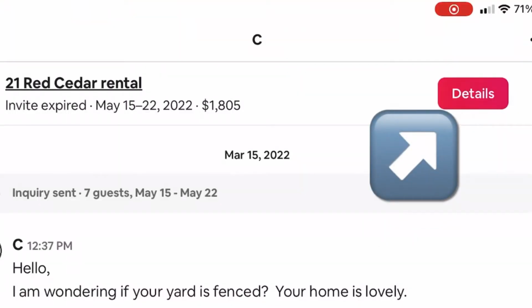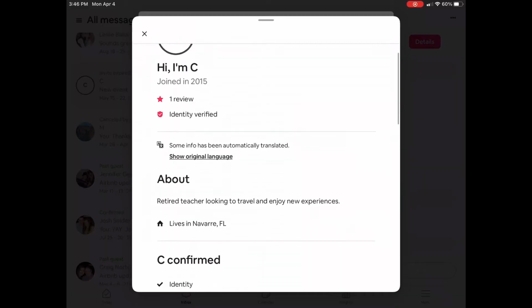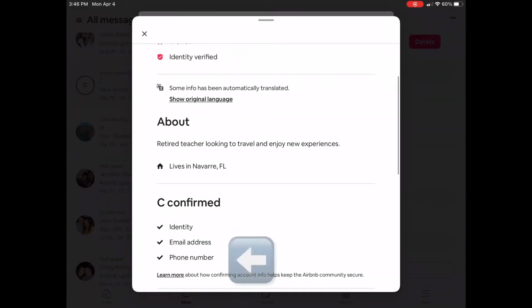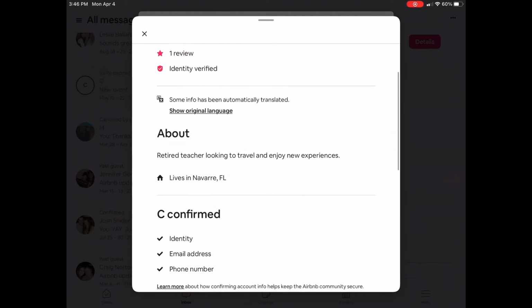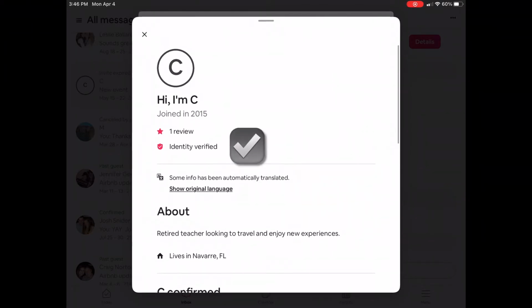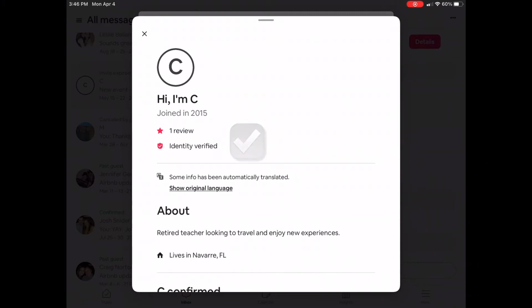One thing that I do is I look at the details and look at the verifications they have. The verifications are their phone number, their email, if they've put in their ID or their license for Airbnb. So if I have all three of those verifications, I will almost always accept the request.